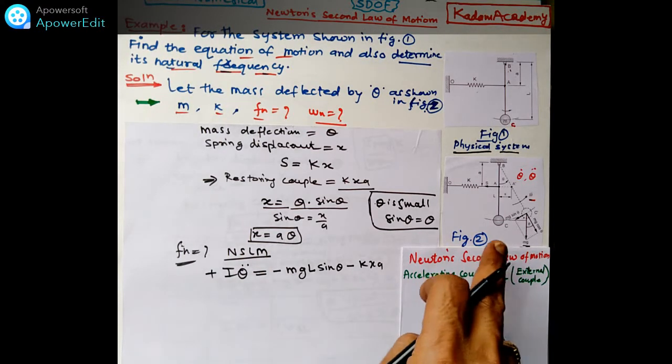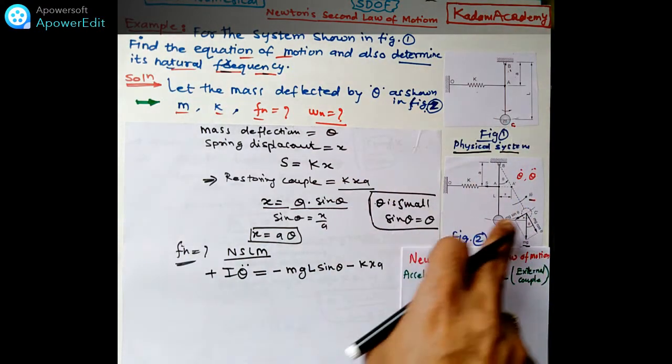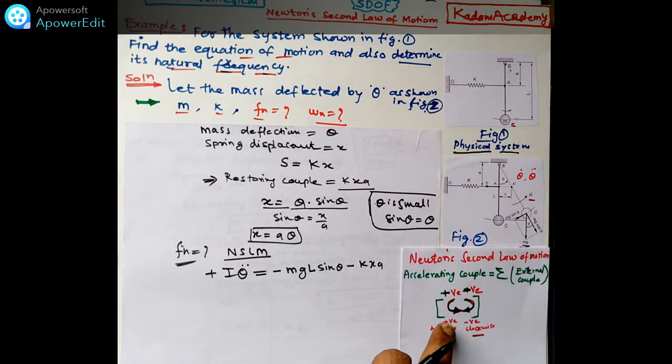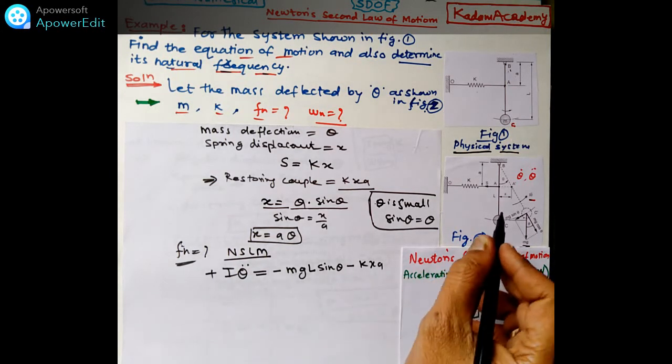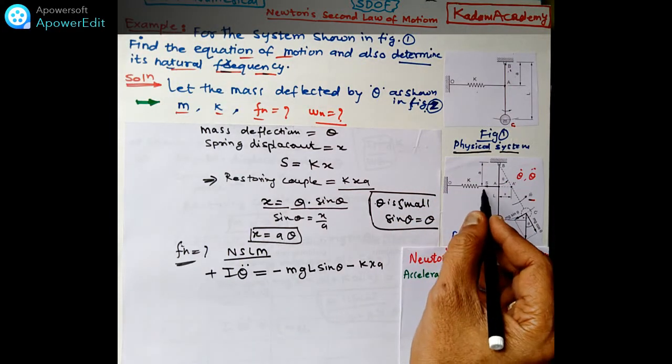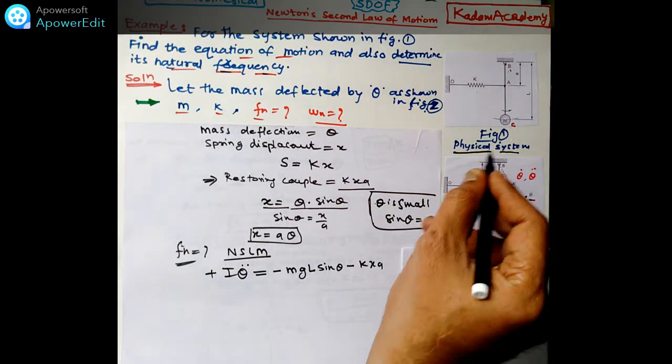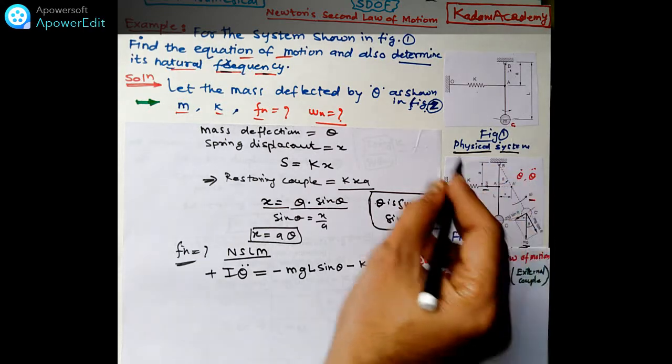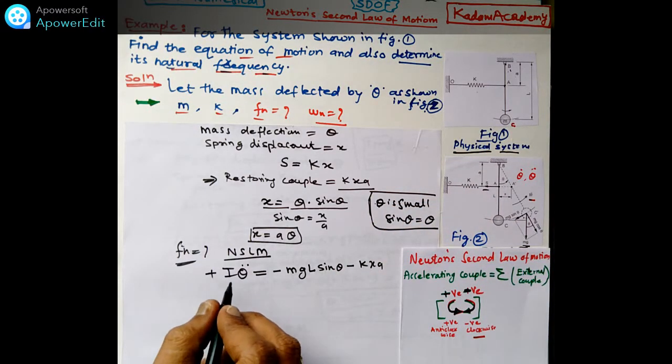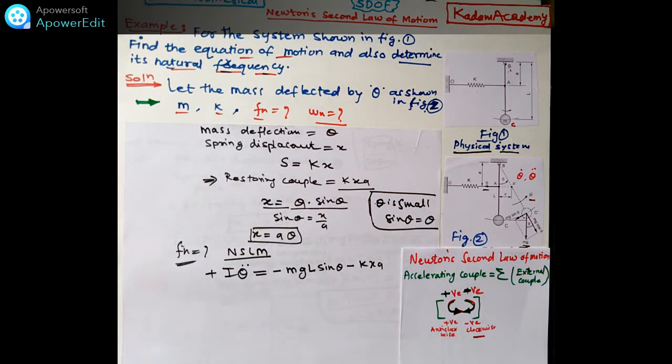Why? Because this is the restoring couple, which is moving anti-clockwise. Anti-clockwise sign becomes positive and clockwise becomes negative. These two forces, this S and this mg sin theta, are moving clockwise. This S is also moving clockwise. So these are taken here as negative. So I'll write the equation properly.